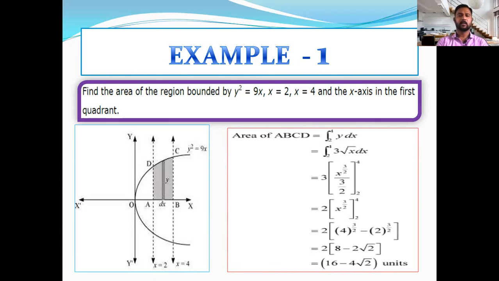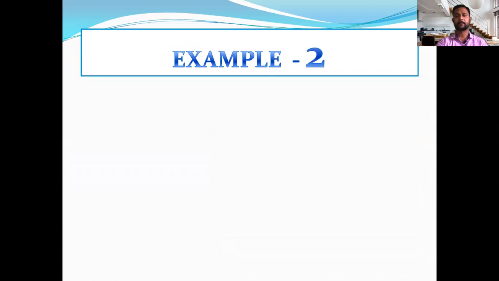But y square is equal to 9x, given. Therefore, y should be the square root of 9x, which is 3 times root x dx. Solving, 3 times the integral of root x, which is x power 3 by 2 divided by 3 by 2, between 2 and 4, which is 2 times 4 power 3 by 2 minus 2 power 3 by 2, which is 2 times 8 minus 2 root 2, or it is 16 minus 4 root 2 units.